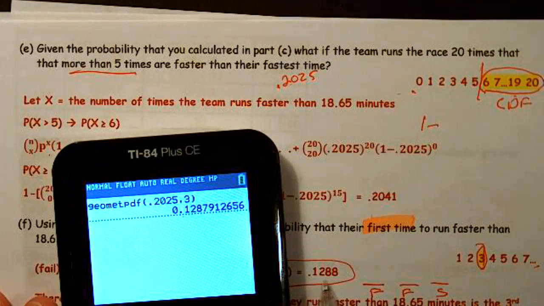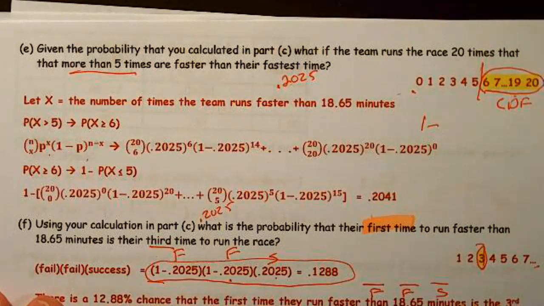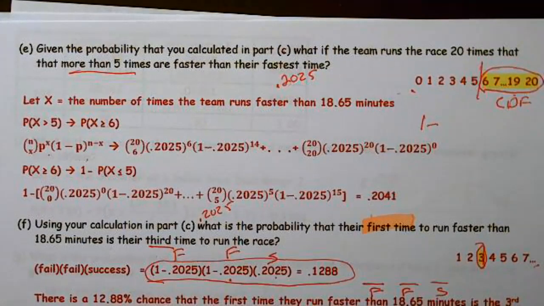And so we end up with 0.1288. So almost a 13% chance that their first time to beat their fastest time is on their third time. So basically, the first time to beat their fastest time occurs on the third time. There's about a 13% chance.